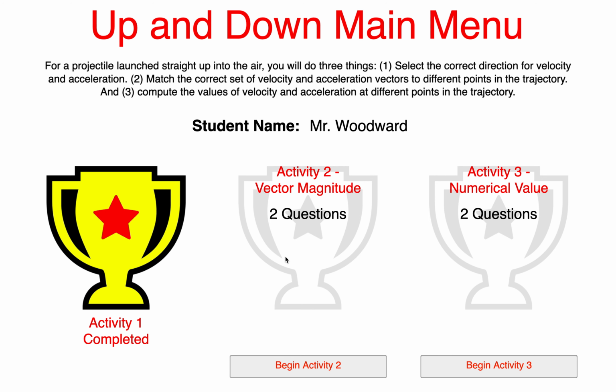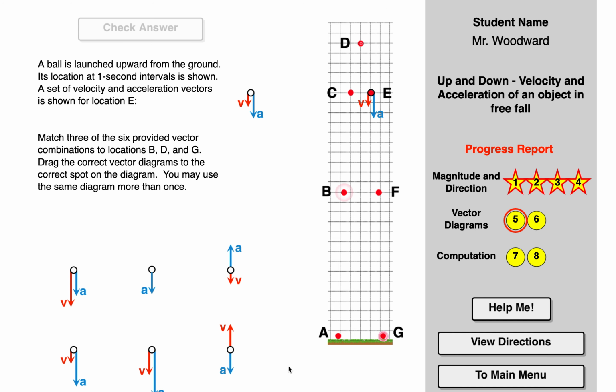The second activity is actually connected to what I just did, except now I'm going to drag the vectors over. So let's start with the easy one. Location D, there's no velocity at location D, but it is accelerating in the downward direction because gravity is pushing the object down. So I'm going to grab this one here.